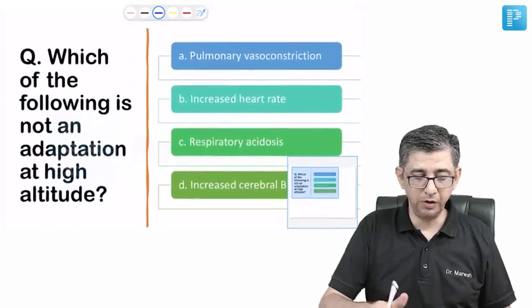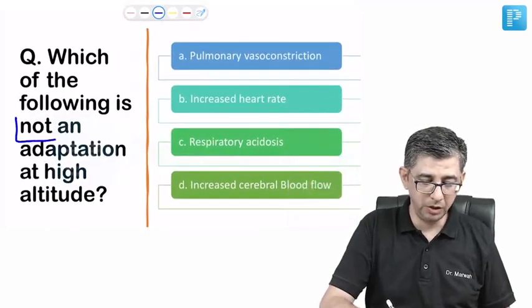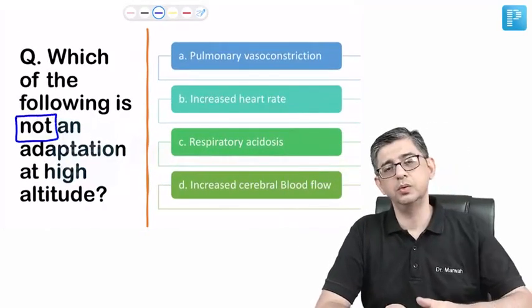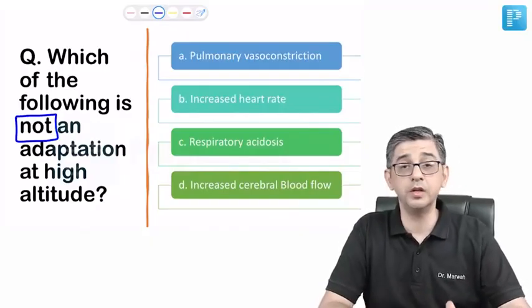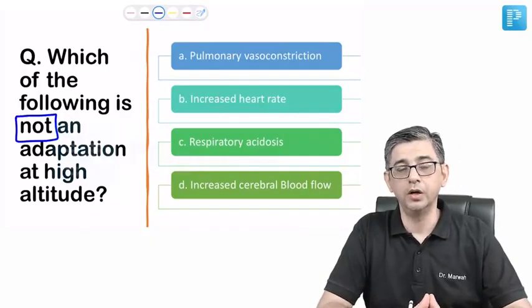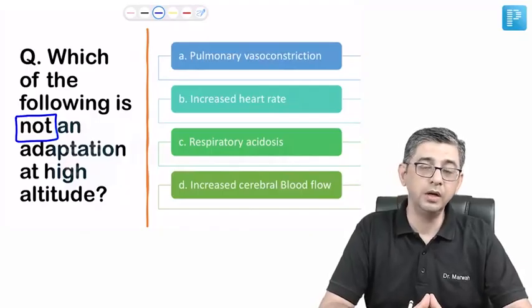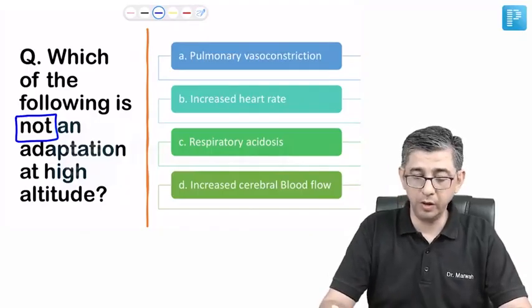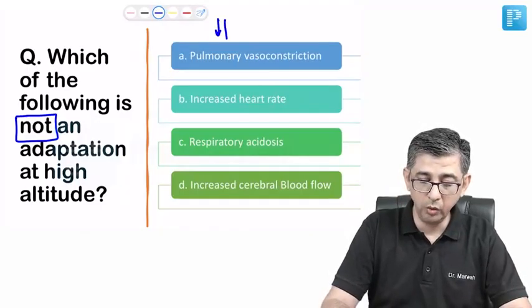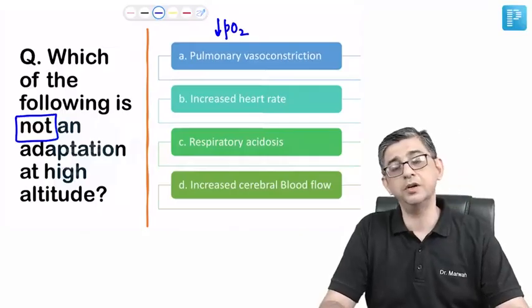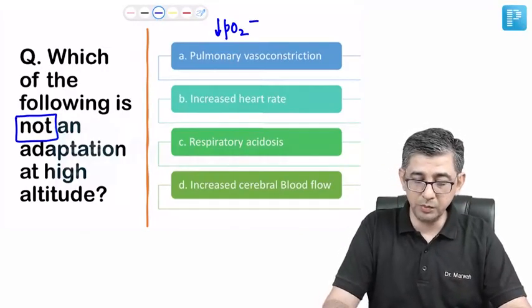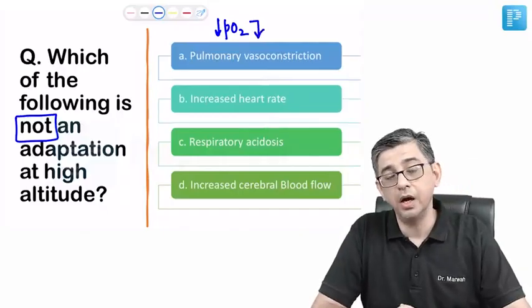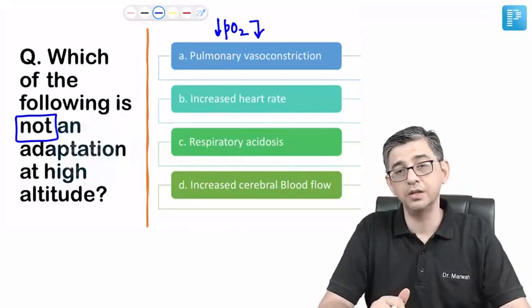The question said, which of the following is not an adaptation at high altitude? So if a person goes to Leh or Ladakh or maybe to Khardungla, the highest motorable route in the world, the person will be having pulmonary vasoconstriction, hypoxia. The higher you go up, the oxygen concentration will be lesser, air will be thinner, so oxygen concentration will drop. It causes pulmonary vasoconstriction and it causes a cerebral vasodilation.